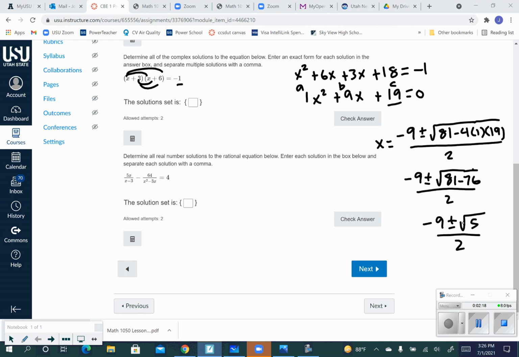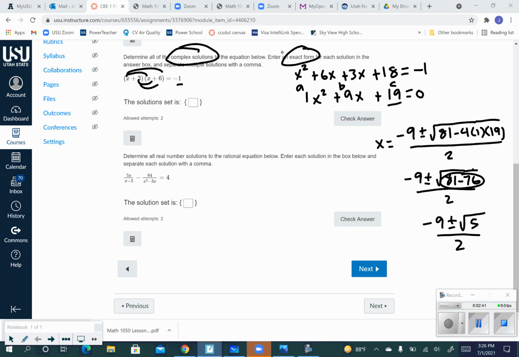Now, if I read the directions, it says, determine all the complex solutions to the equation. Just remember, when it says complex solutions, you could possibly get an i in the answer, right? If this square root came out to be negative inside of here, we'd end up with an i in the answer. That's okay because it says complex solutions. Enter the exact form. Exact form means it doesn't want me to plug that square root of 5 in a calculator and keep going. It wants the exact answer.